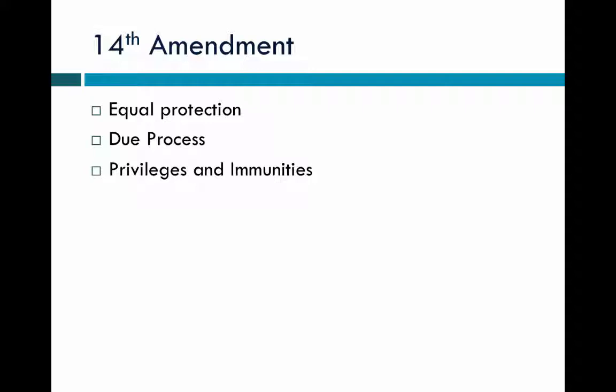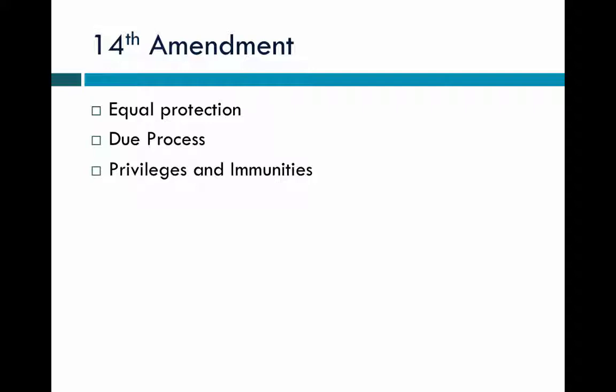It's in Section 1 of Article 14, and it says, "No state shall deprive any person of life, liberty, or property without due process of law," which we'll talk about in a second, "nor deny to any person within its jurisdiction the equal protection of the laws." So that means the government cannot separate or segregate people out on the basis of these qualities.